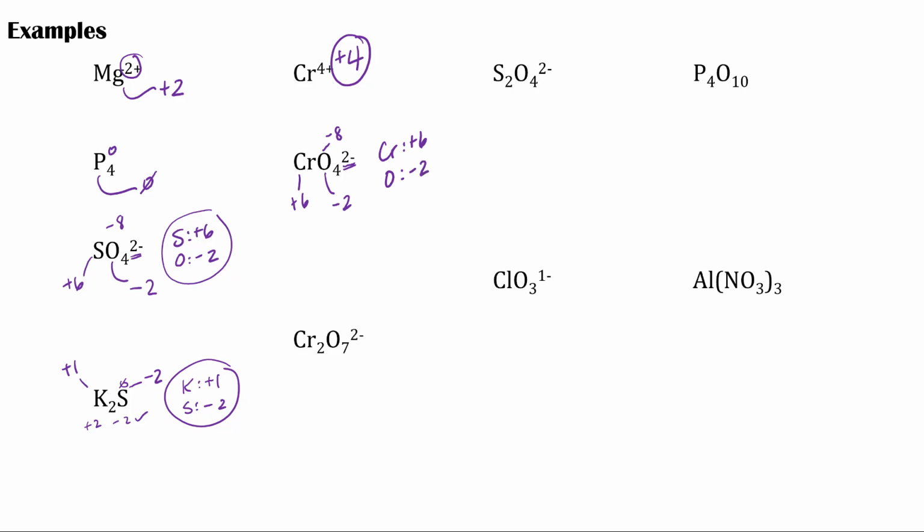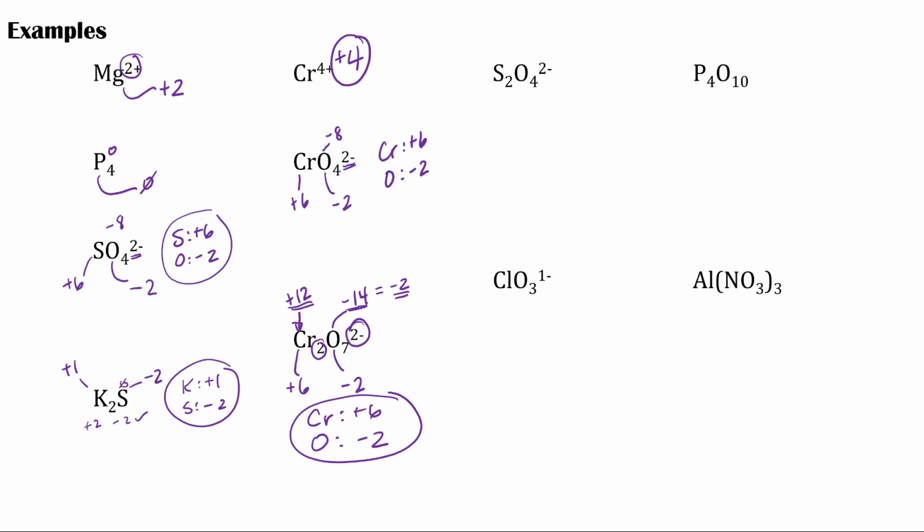All right, oxygen here is -2, and we have 7 of them, so that'd be -14. But we want 2 negatives left over. So it means this chromium altogether has to be +12 because 12 and 14 is -2. But we have 2 of them, so that means each chromium is +6. So chromium will be +6 and oxygen will be -2.